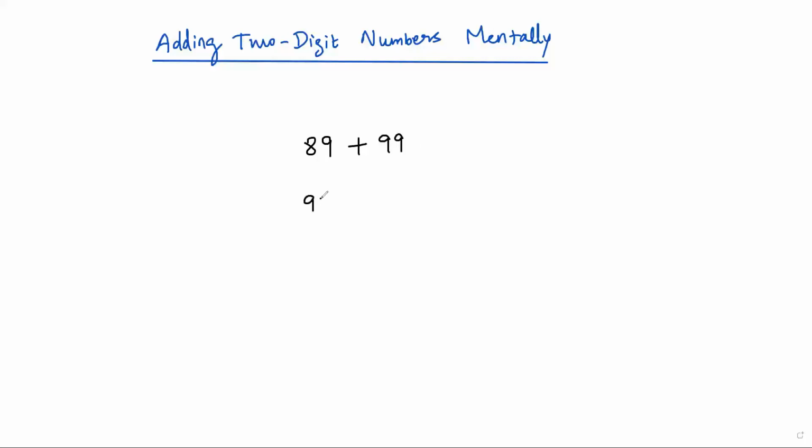Okay, 89 can be considered as 90 and this one can be considered as 100. The answer is 190, but we have taken 1 additionally here and 1 additional there, so 2 has to be subtracted from 190, then it will be 188. So the addition of 89 and 99 is 188.